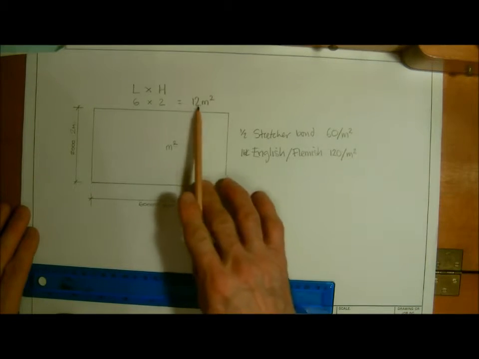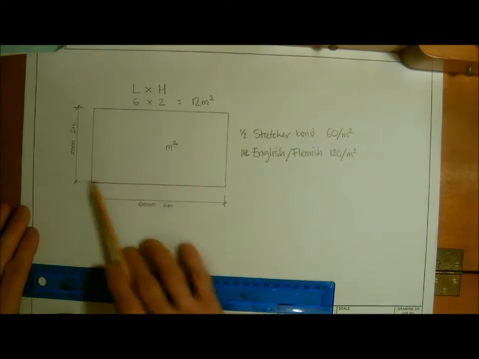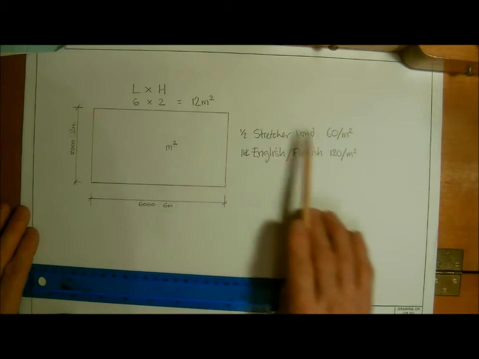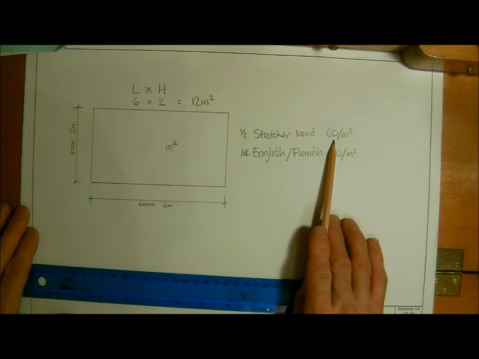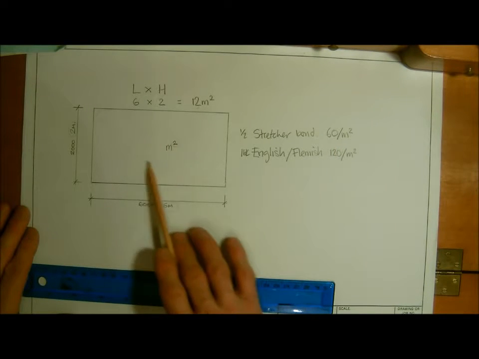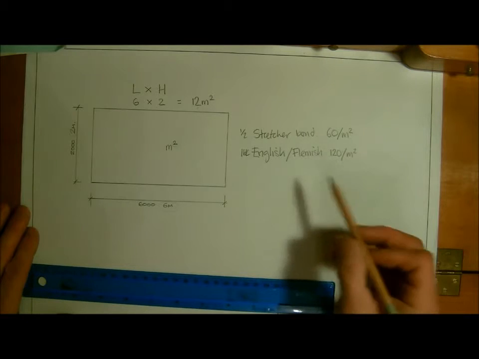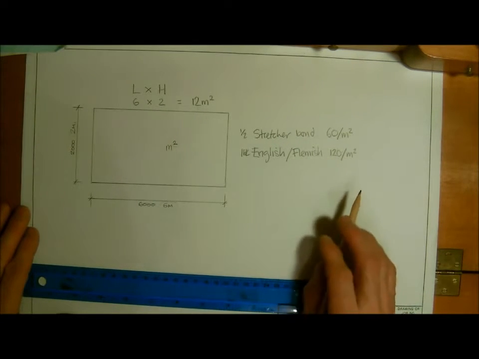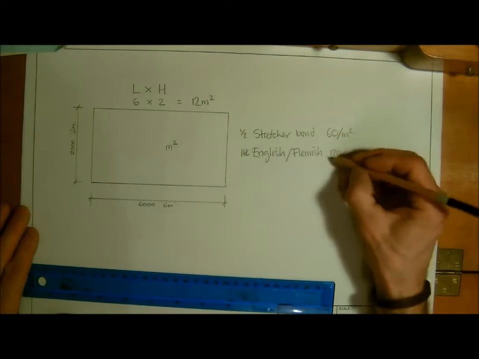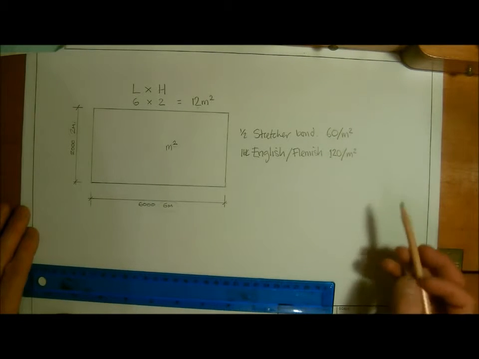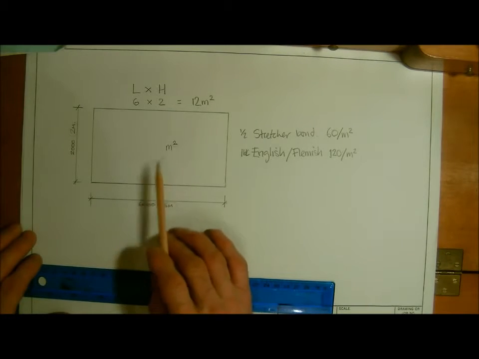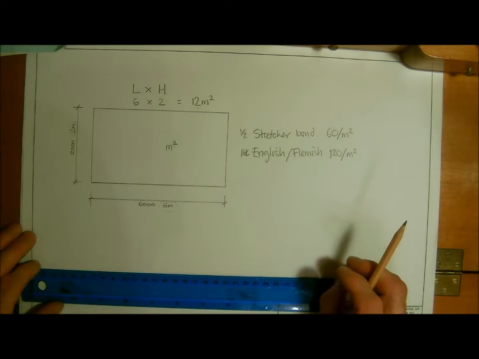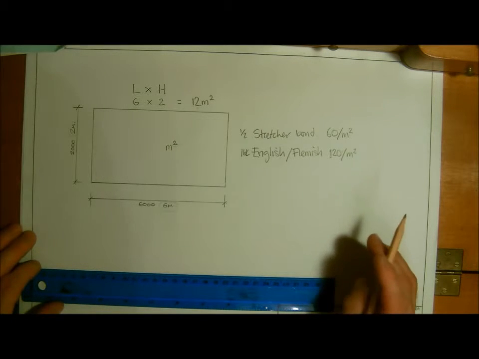So with this we can see that to find out how many bricks we need, if this was stretcher bond, all we need to do is multiply 12 by 60, and that would give us the total amount of bricks that we need. And if it was in English bond we would have 12 times 120, which is an easy calculation. So that's a straightforward way of working out our surface area.